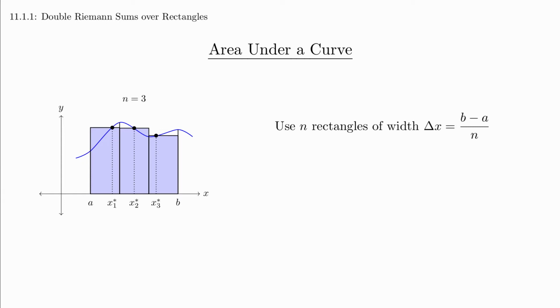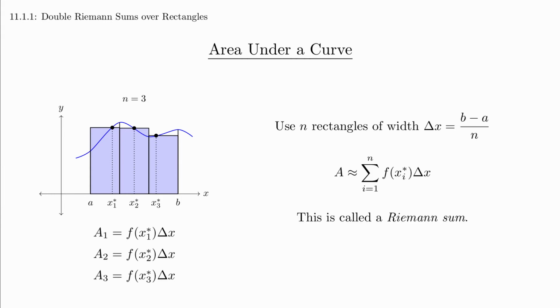We will generically call these points x sub i star, where i counts the rectangles from left to right. Regardless of how we choose these points, we can write down the approximate area under the curve by adding up all the rectangles. Each rectangle has width delta x and height f of x sub i star. And then we add these together to get a result known as a Riemann sum. To get from the Riemann sum to the integral, we take the limit as n goes to infinity.